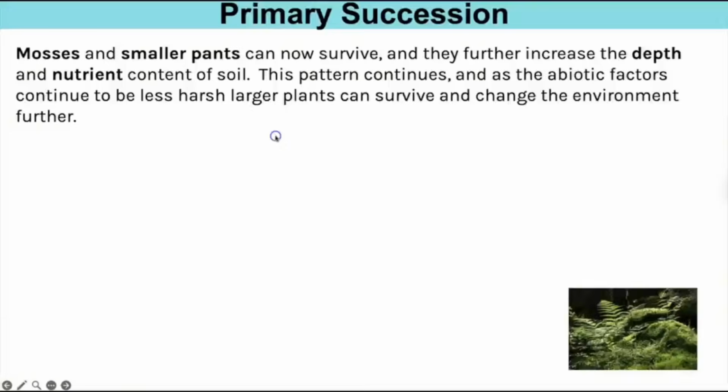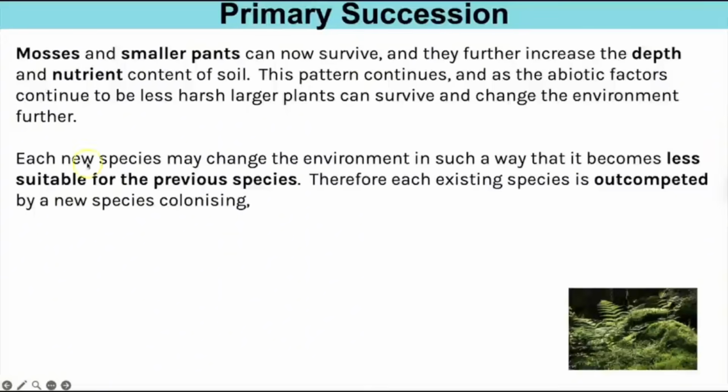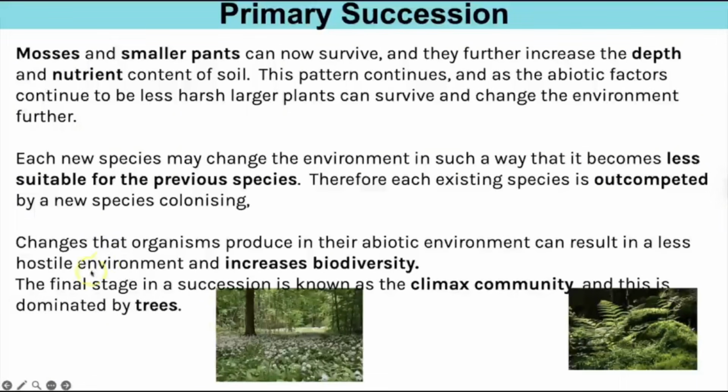And this pattern continues over and over. Each new species is going to improve the environment so it's less hostile. But that then does mean that bigger plant species can arrive and they'll outcompete the previous one. So the changes that organisms produce in the abiotic environment can result in a less hostile environment and therefore increase the biodiversity. And the final stage of a succession is known as the climax community, and this is dominated by trees.